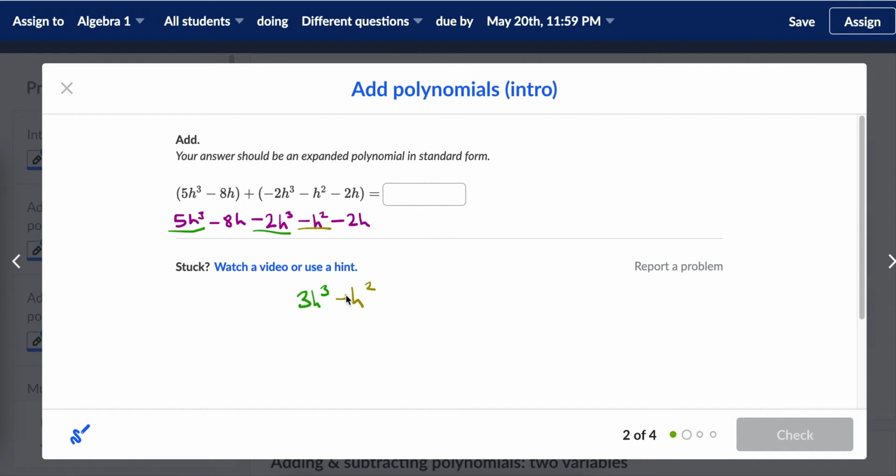And then our next one down is going to be our h to the first power. We've got two of those as well, so that's negative 8h minus 2h, so that's negative 10h in total. And that's all you do with that. All right, I'm going to leave it at that one and move on to the next one for you. As I said, this one here is just about removing the exponents and combining like terms. That's the key idea here.